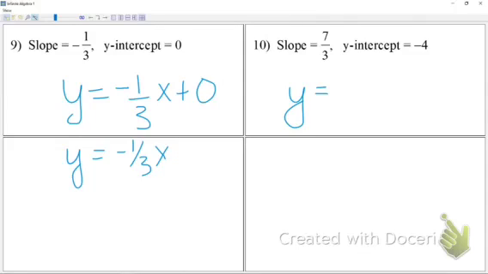y equals 7/3x minus 4. Okay? Notes to the sub: they can use this sheet. They can, if you want to put on the board slope-intercept form, y equals mx plus b.